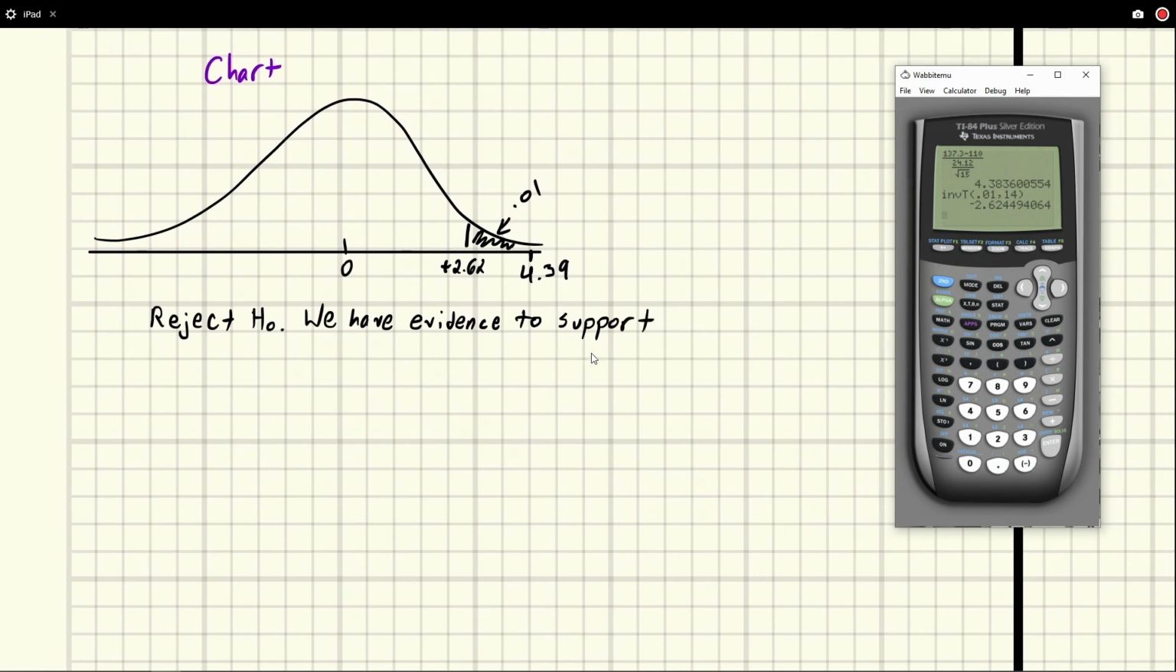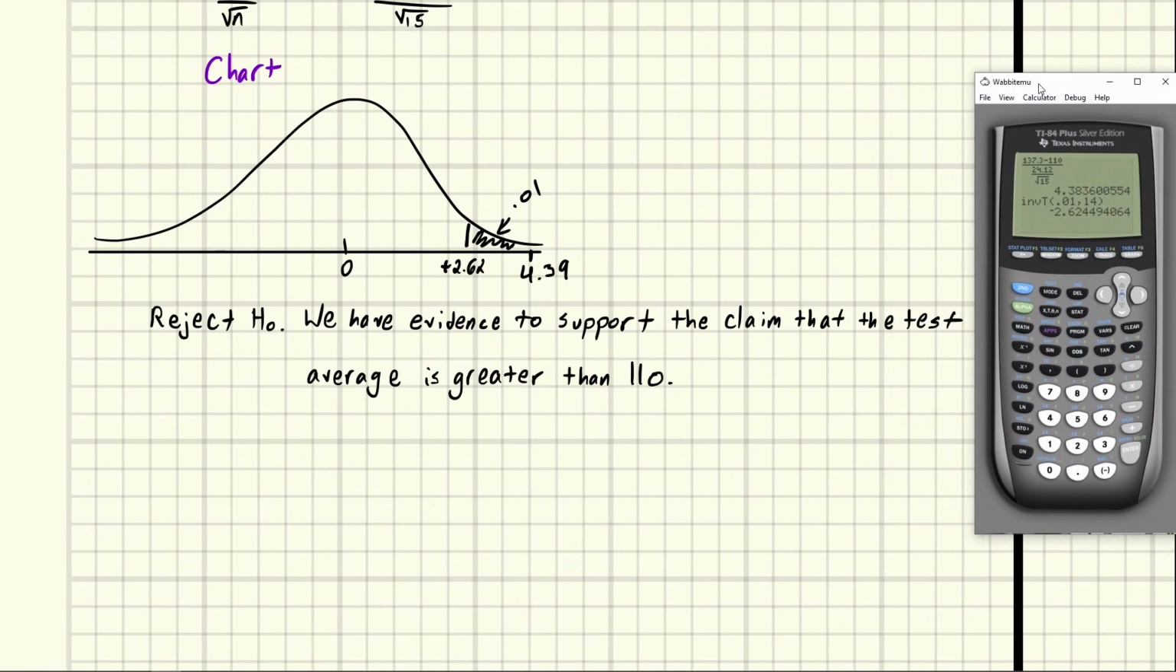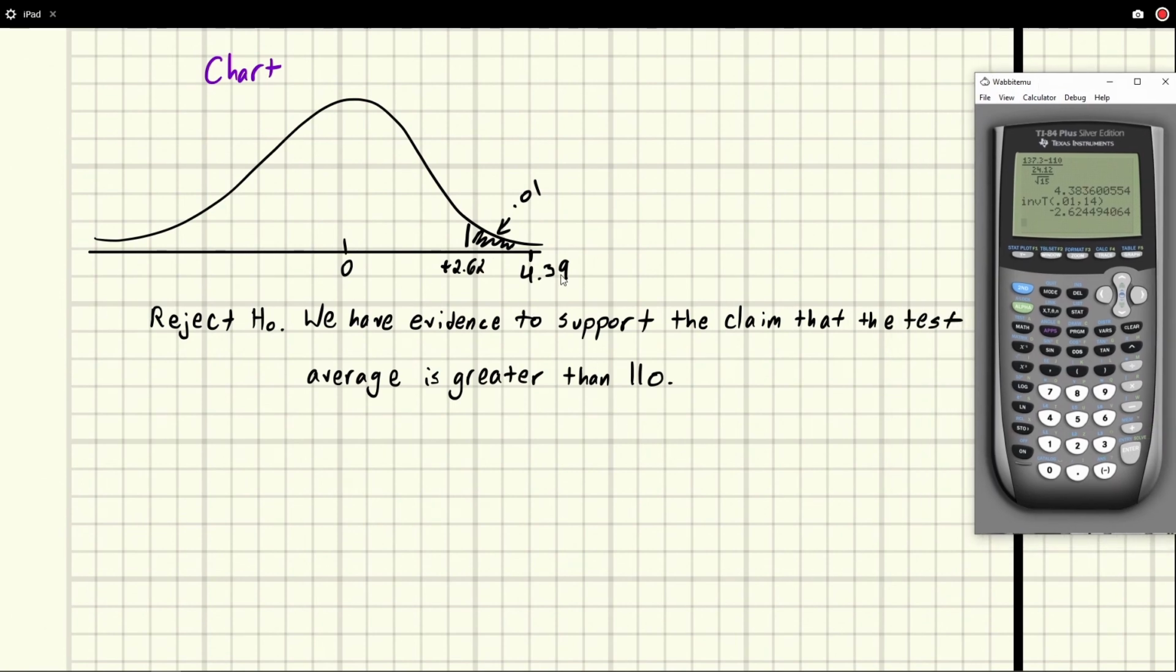So at best, we have evidence to support the claim that the test average is greater than 110. And it's pretty compelling evidence. Despite it, we're not able to say for certain, but we can say with a large degree of confidence, hey, we think it's bigger than this. I mean, look at this z-score, or in this case, t-score. Like, that's a far cry away from 2.62. And that's like the most forgiving case before we switch to the, yeah, this is right.